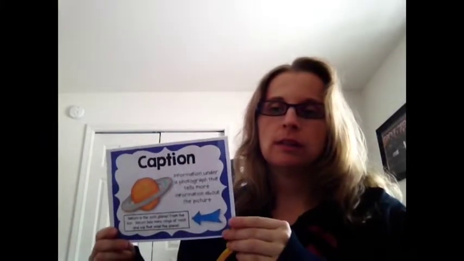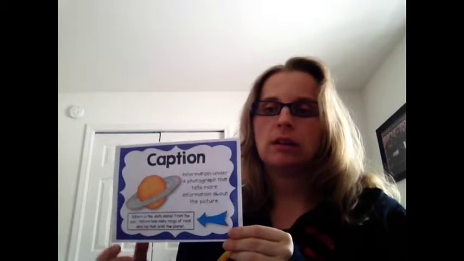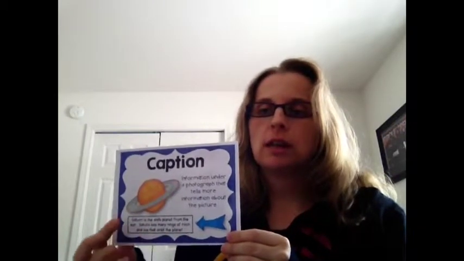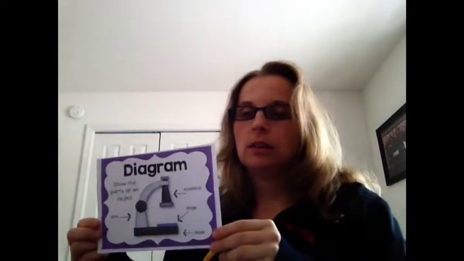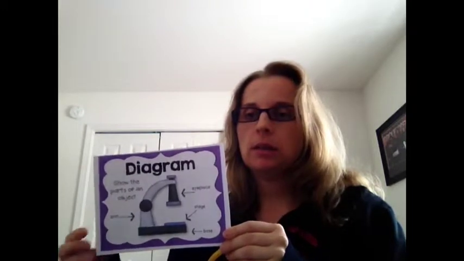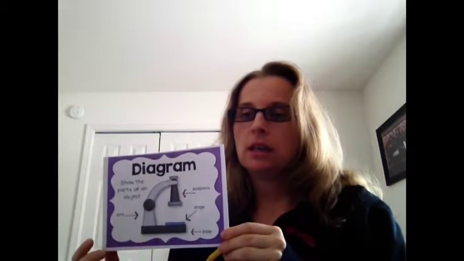The first one is caption, and the caption is the words that are under the picture that tell about the picture. Next is diagram. A diagram is a picture heading. The heading of this article is all about fish. This is just one section. It may have the title up here and other words up here, and this is the heading of this section. It tells what this section is going to be about.